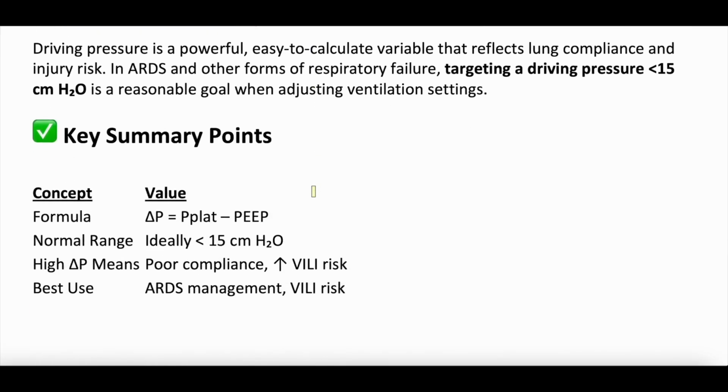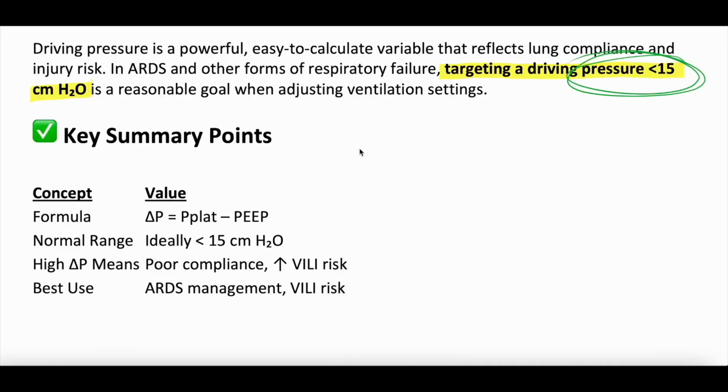So, clinical takeaways here and then key summary points. Driving pressure is a powerful, easy to calculate variable that does reflect lung compliance and injury risk, especially in ARDS, and targeting that driving pressure of less than 15, that's your magic number, is what the evidence would suggest may be correlated with improved outcomes.